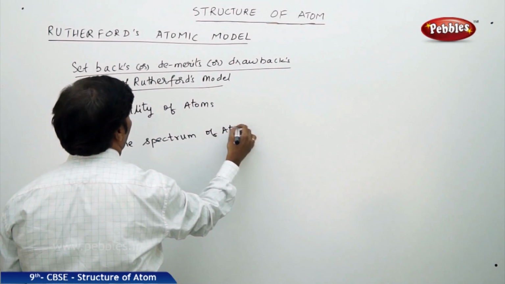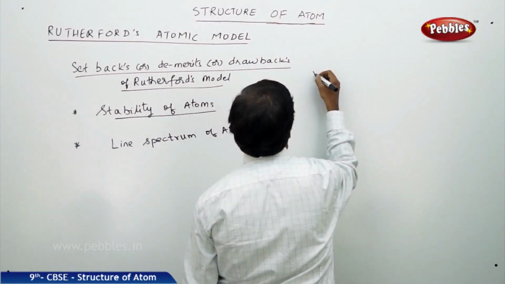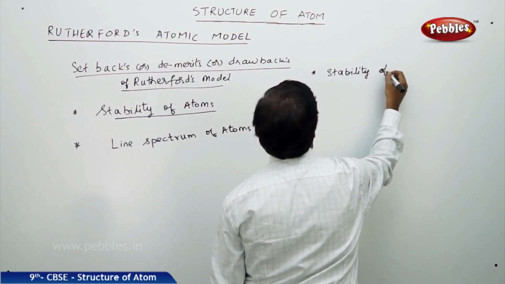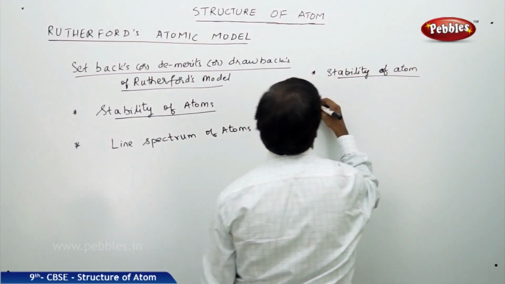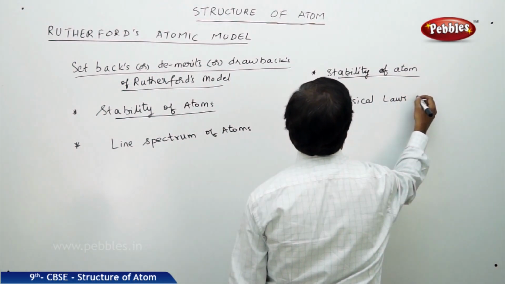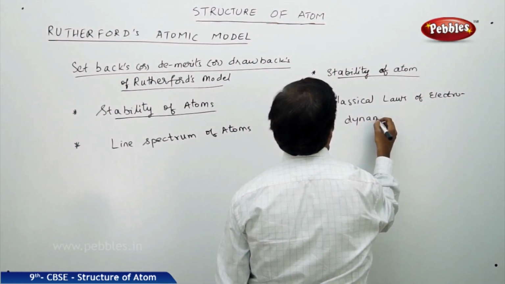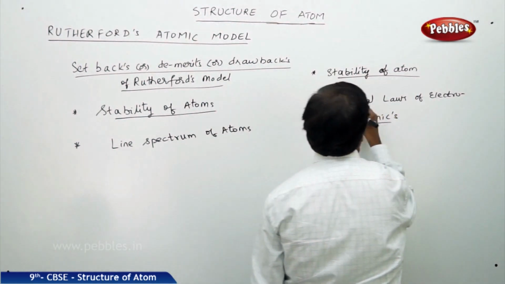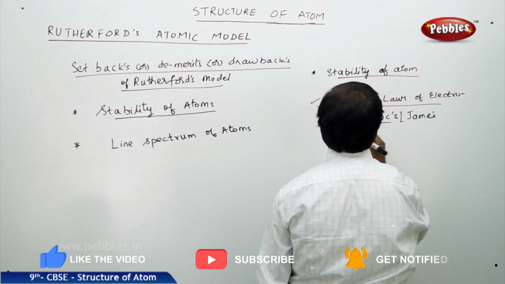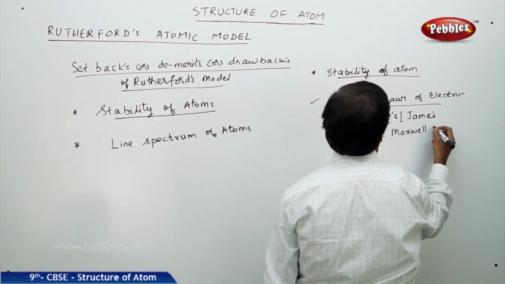So what is happening here is, when we go to the discussion of the stability of atom, if you take it according to the classical laws of electrodynamics given by James Clerk Maxwell, which is the James Clerk Maxwell theory.